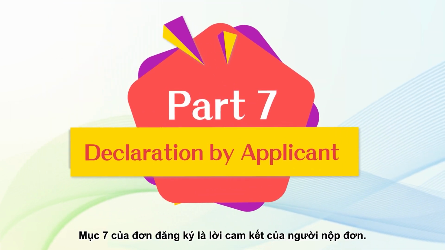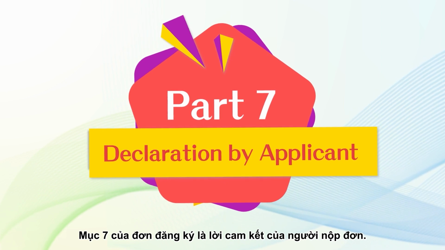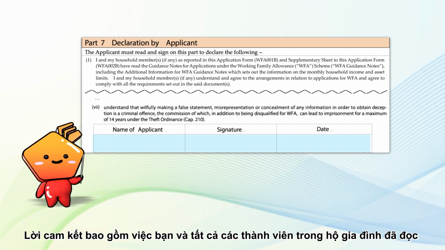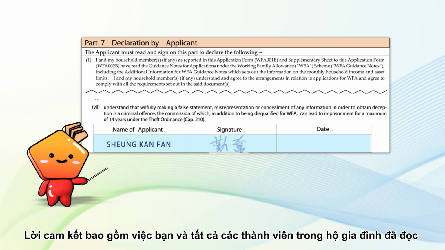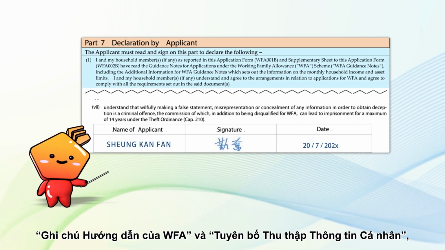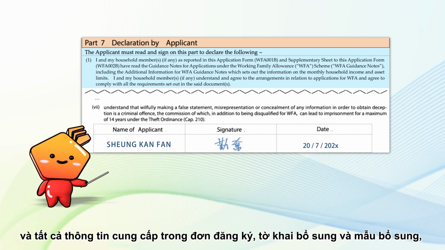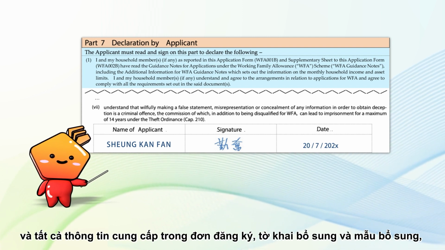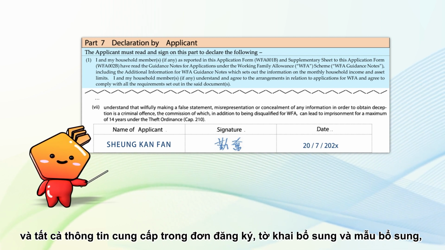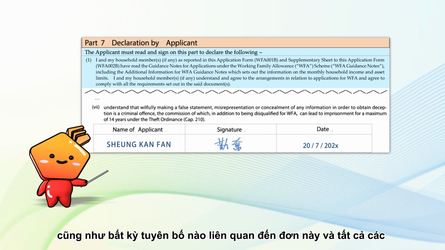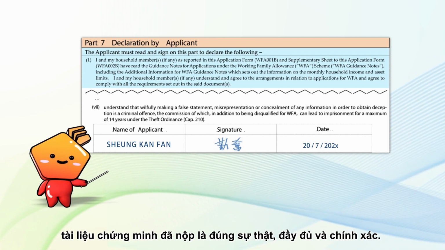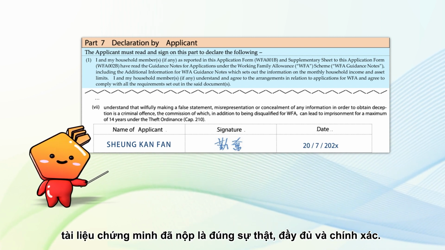Part 7 of the application form is Declaration by Applicant. Applicant must sign the declaration. The declaration includes that you and all household members have read the DUFA guidance notes and personal information collection statement, while all information provided in the application form, supplementary sheets and supplementary forms, as well as any representations made in relation to this application, and all documentary proofs submitted are true, complete, and accurate.